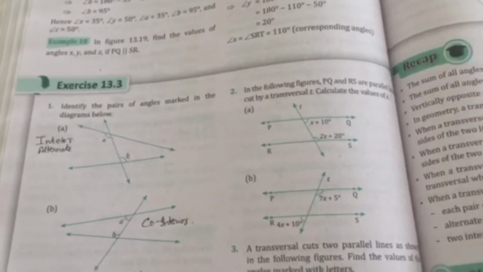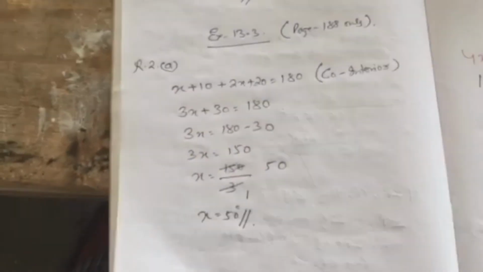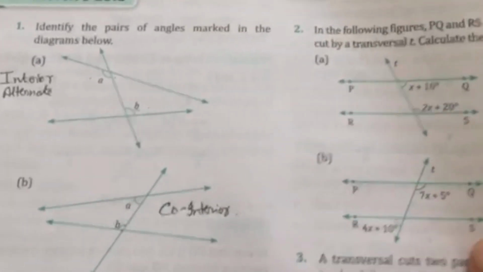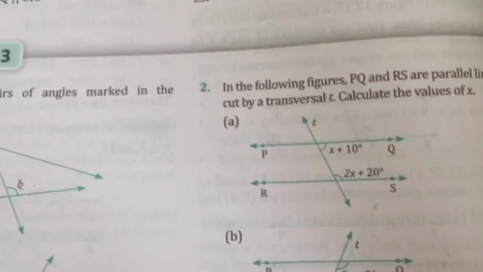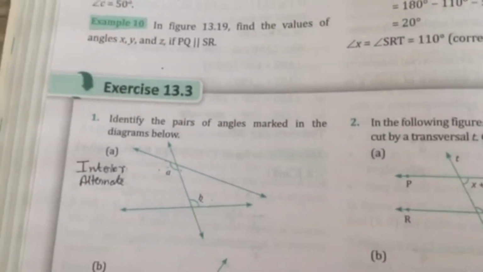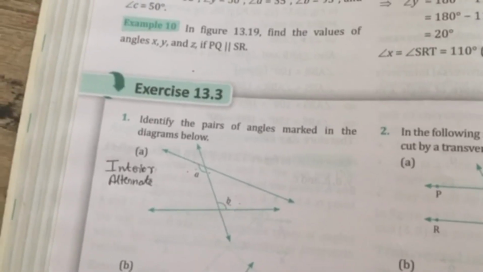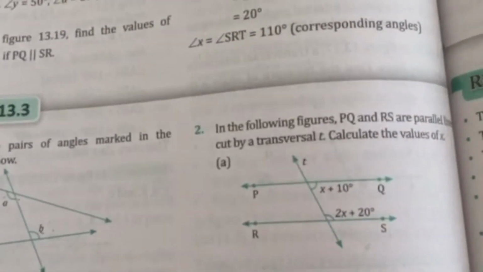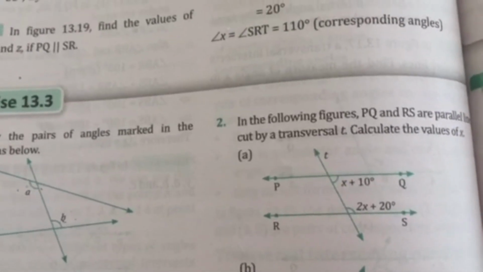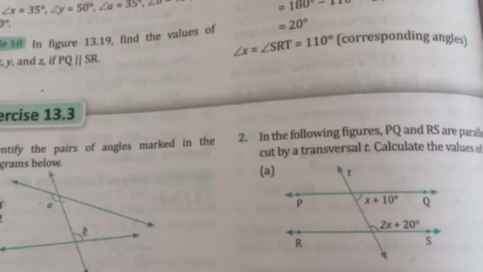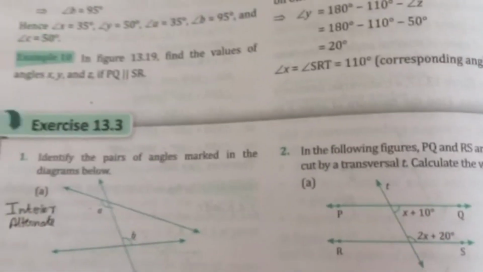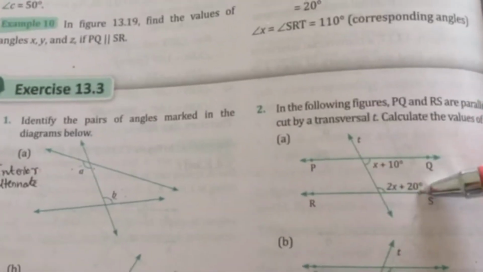Now if you see question number 2, A and B of page number 188, here I have solved the sums for you for your understanding. First of all, let us have a clear look at the question. You have to find out the value of x. So x plus 10 is on the right hand side, 2x plus 20 is on the right hand side, but they do not match the criteria of corresponding. When they are not corresponding and not alternate, they are co-interior. That means when I add these two, I will get 180 degrees.